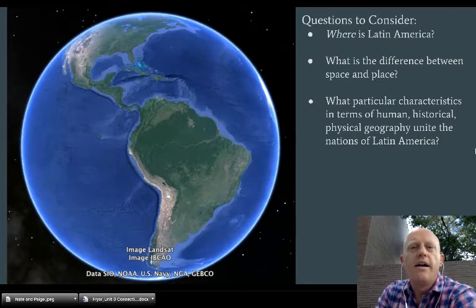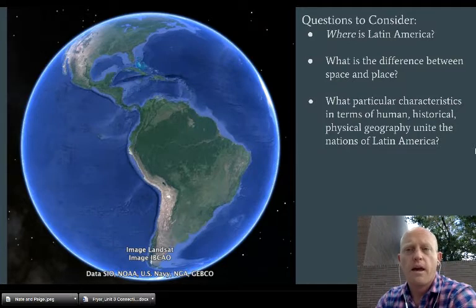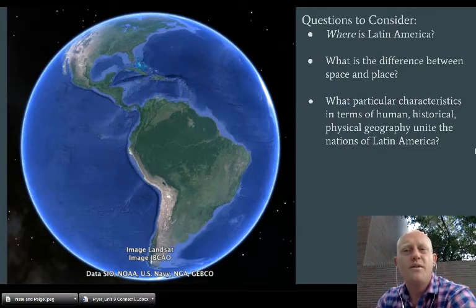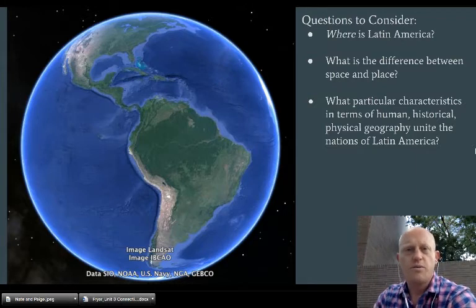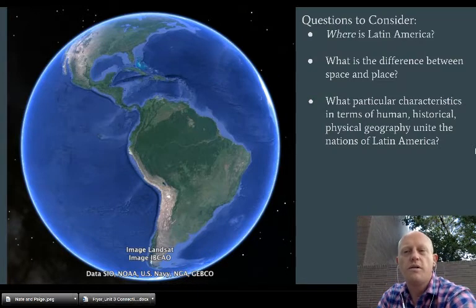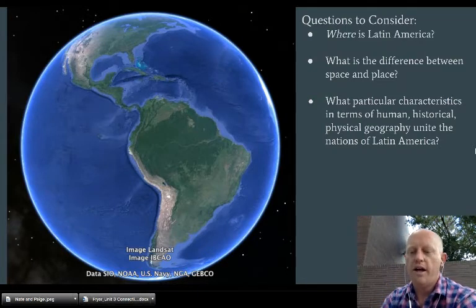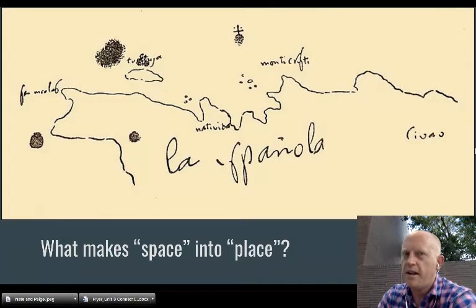So we need to think then as we go forward, how do we define this place and why? And how does that help us better relate to the people here and better understand them on their own terms? Second, we need to think about what the difference is between the notion of space or the concept of space and place, and we'll talk more about that in a moment. And then finally, what particular characteristics in terms of human, historical, and physical geography unite the various nations of Latin America?